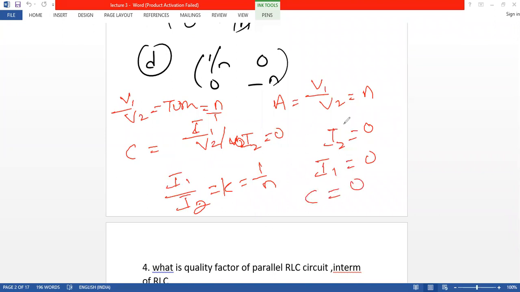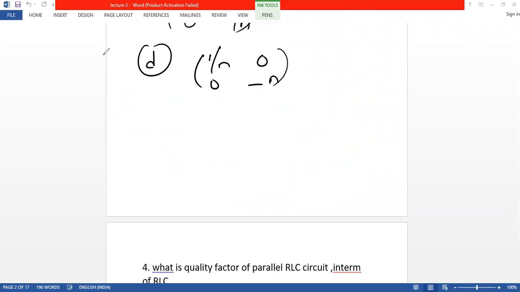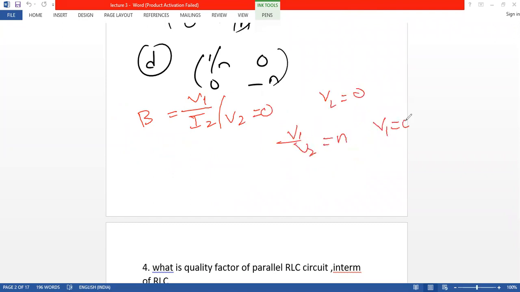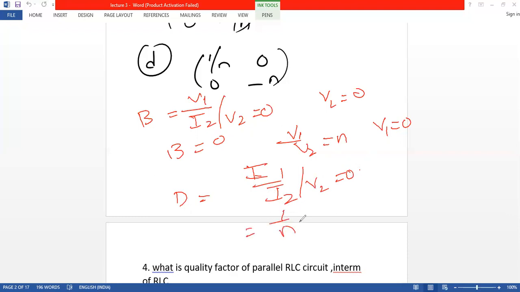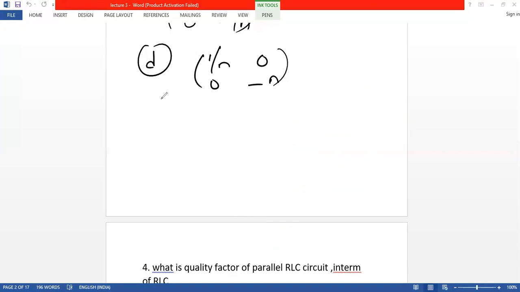C is 0. Now see the equation for B. How to find B? B equals V1 by I2 at V2 equal to 0. When V2 is 0, I have told you already V1 by V2 equals N, so V1 is also 0. So B is also 0. What is D? You can find D. D is I1 by I2 at V2 equal to 0. Just before I have told you this is 1 by N. So what is the transition matrix? The transition matrix is N 0 0 1 by N.